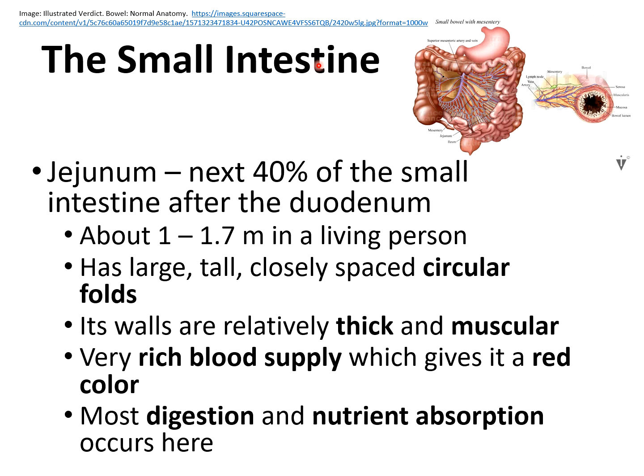The jejunum is going to make up about 40% of the small intestines after the duodenum, and it's going to be about 1 to 1.7 meters in a living person. And so if you were to take a cross section of the small intestines, like cut the jejunum right through the tube, so that way you can look down the lumen or through the tube, what you would notice is that it doesn't look smooth. It actually kind of looks like cardboard.